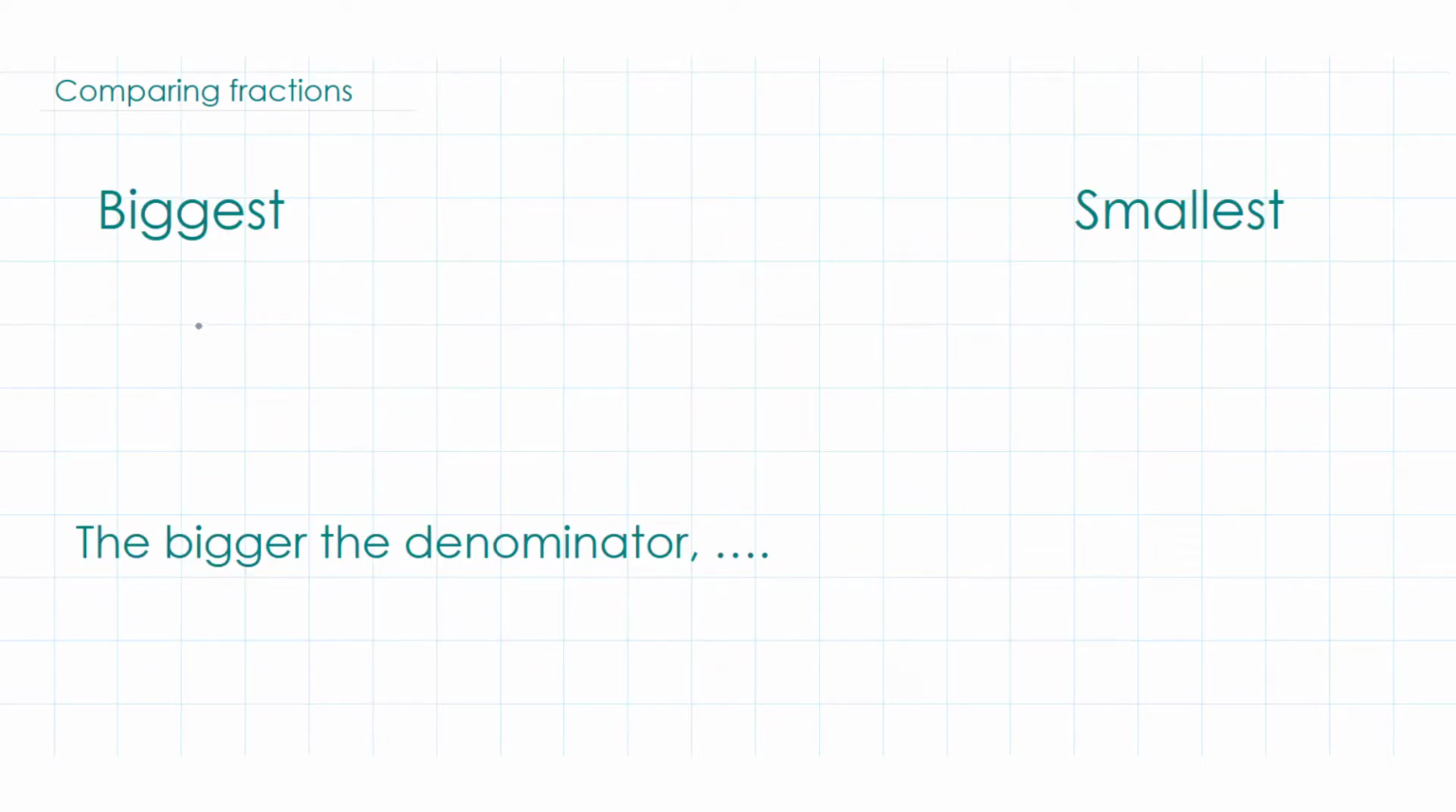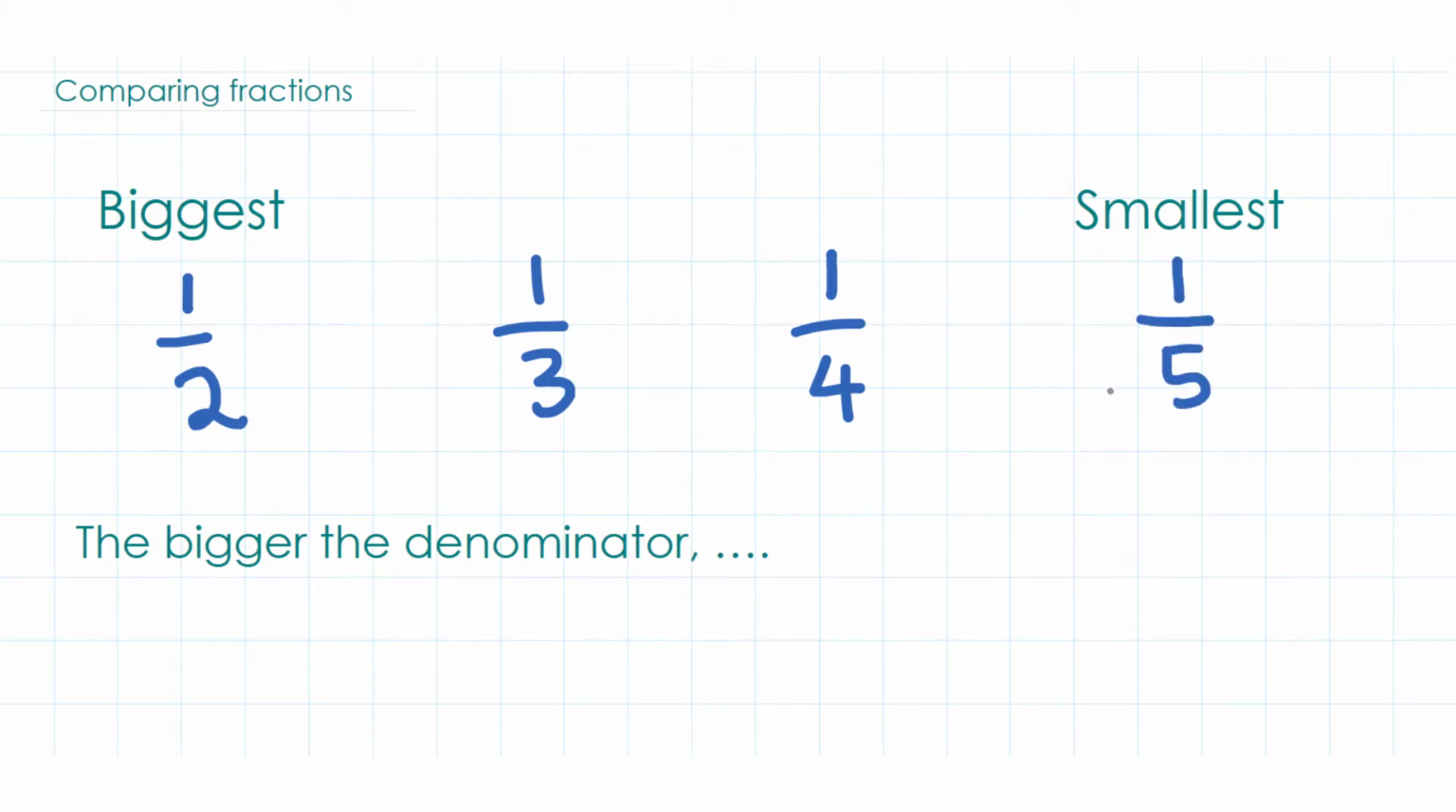So the 4 fractions we had there, let's organize them from biggest to smallest. So what was the biggest of all? What was the biggest slice? The biggest slice was a half of the cake. The next biggest slice was 1/3 of the cake. The next biggest slice was 1/4 of the cake. And the smallest slice was 1/5 of the cake.